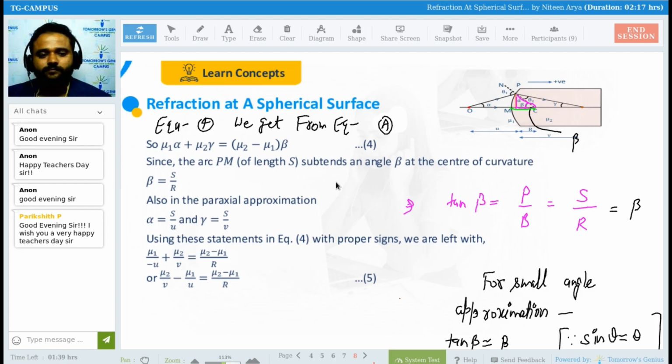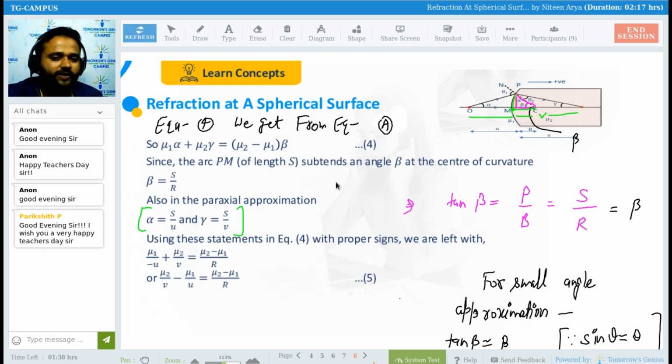Clear, everyone? So as you can see, in the same sense, also in the paraxial approximation, this alpha is again tan alpha, which is this perpendicular upon this base. This is the perpendicular and this is the base. So alpha is S by u, and this gamma is S by v, because from this particular point M, this is the v and this is the u. u is the object distance, v is the image distance.